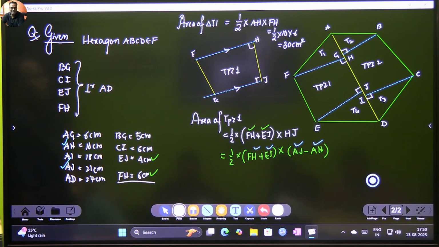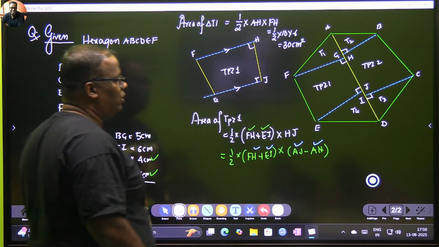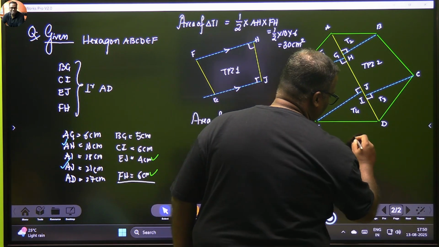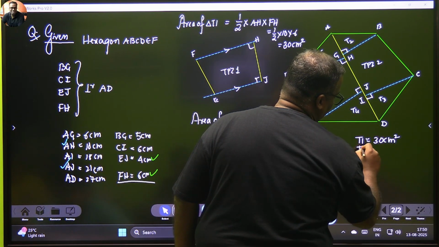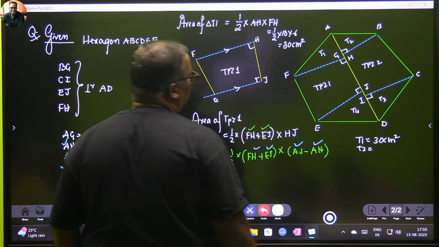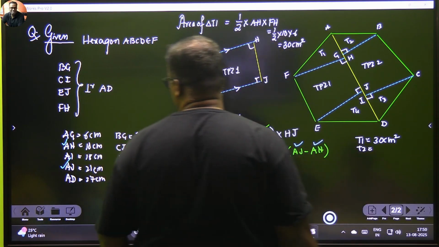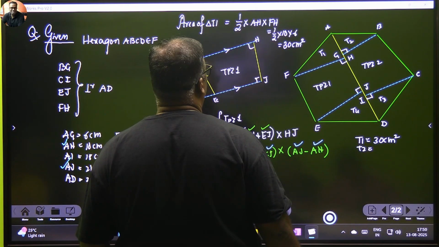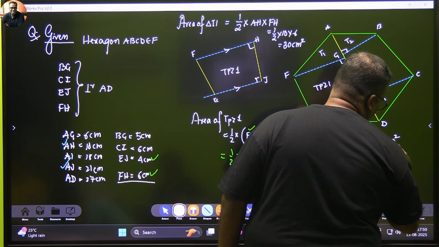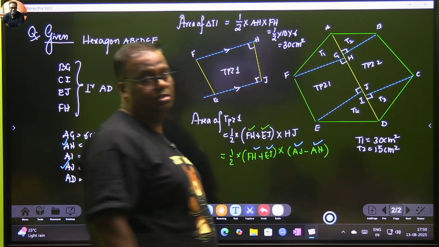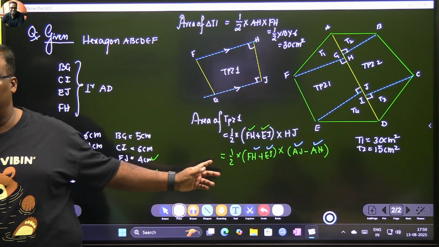Can you calculate the area of triangle T2? Okay, I'm writing everything out here. T1 is how much you got? 30 centimeters square. How much is T2? T2 would be half into AG, that is 6, that is 3. 3 into 5, it will be 15 centimeters square. Have all of you got these two data?